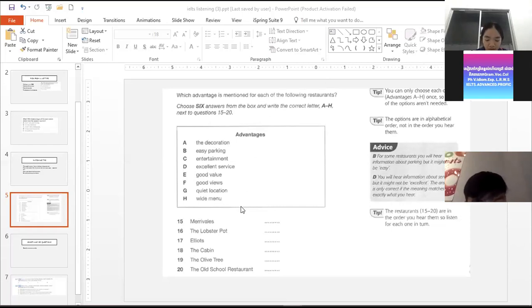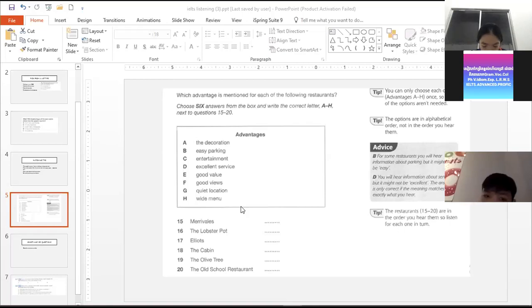So number 15, the answer is D. Because he mentioned something, did he use the word excellent service or what did he use? Attentive. Very good. He used the adjective attentive services. So that means excellent service. Number 15 is D.